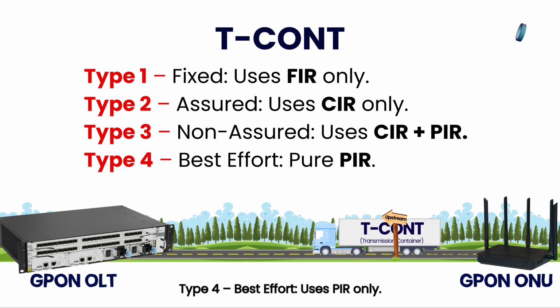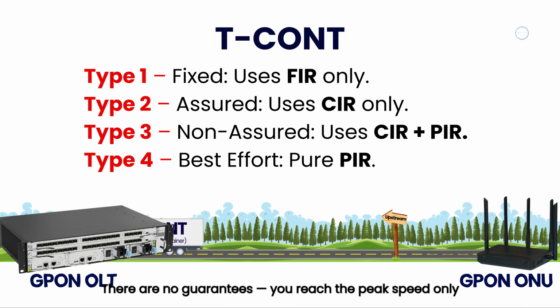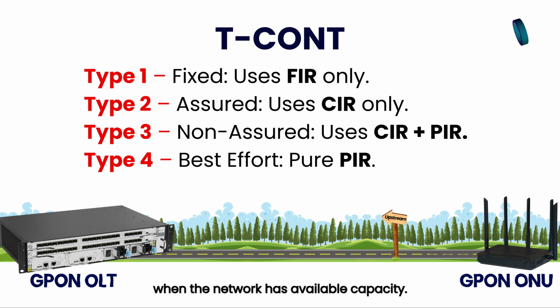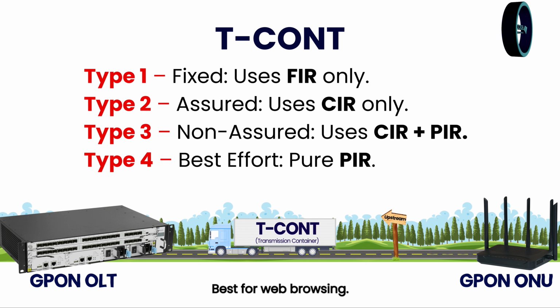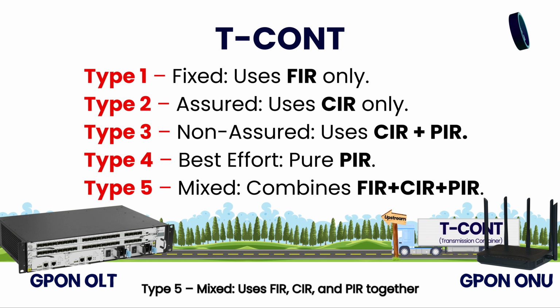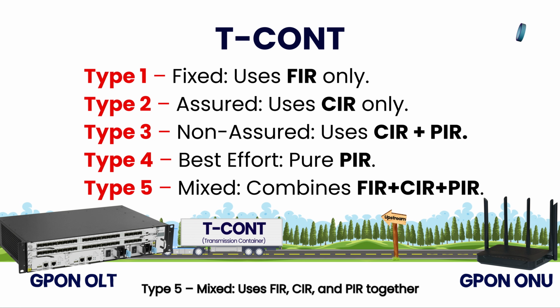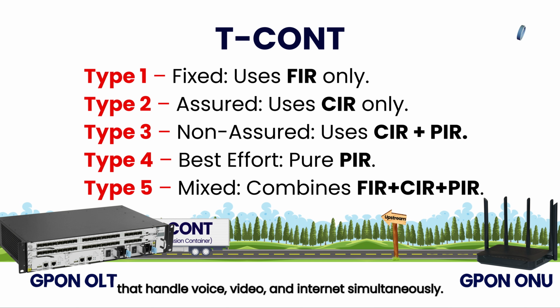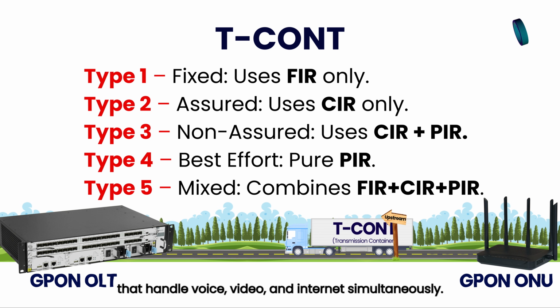Type 4, best effort, uses PIR only. There are no guarantees. You reach the peak speed only when the network has available capacity. Best for web browsing. Type 5, mixed, uses FIR, CIR, and PIR together. The all-in-one container designed for services that handle voice, video, and internet simultaneously.